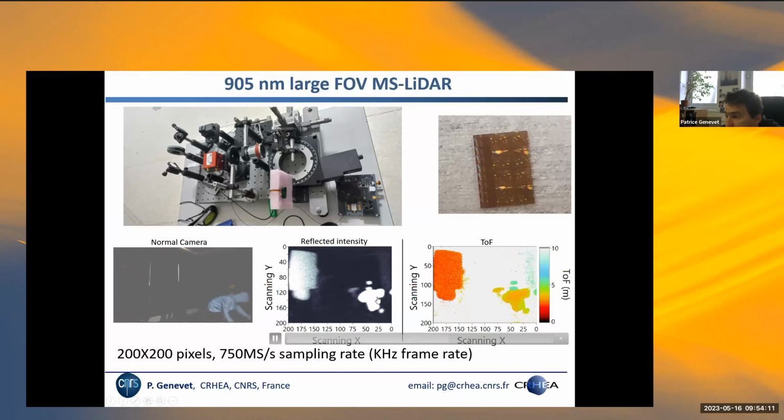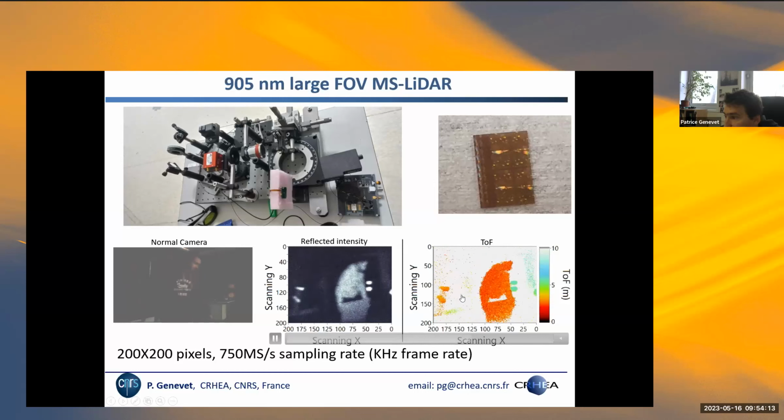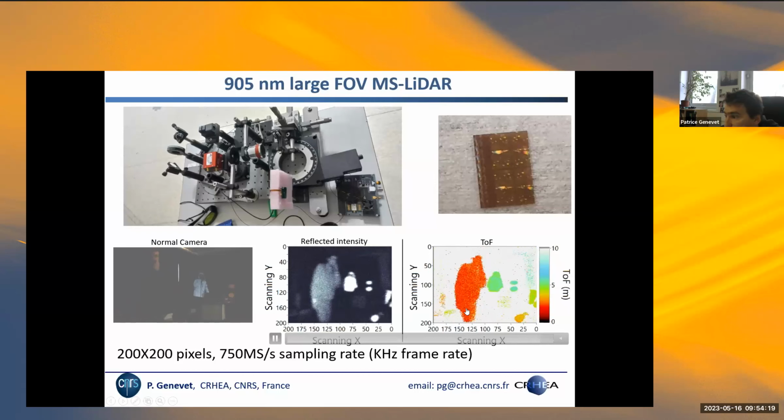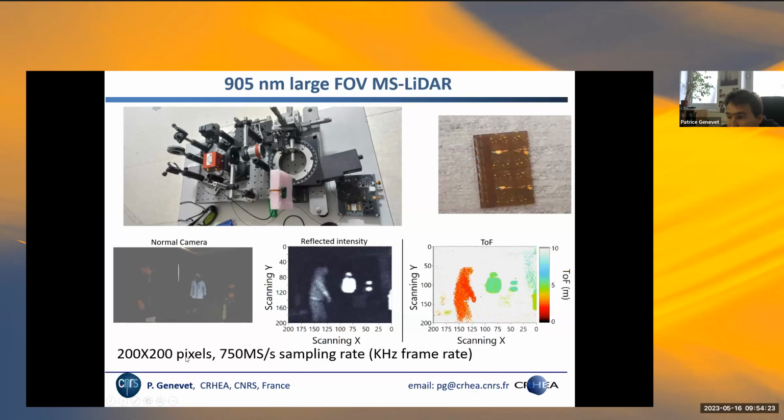You see a very crisp reflected intensity and color coded. You have the possibility of observing the actual depth position of those people here. That shows essentially that we are able now to obtain high resolution LiDAR images with a very high frame rate imaging up to a kilohertz frame rate.